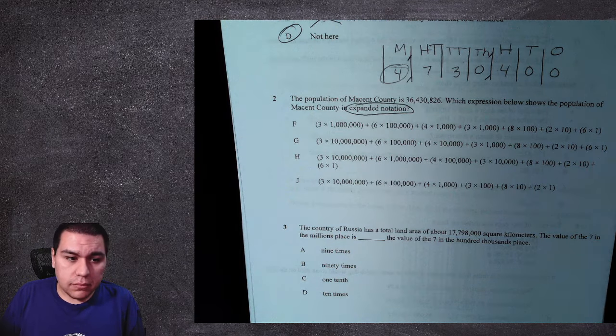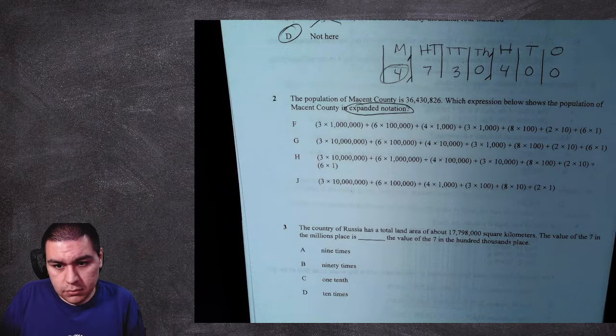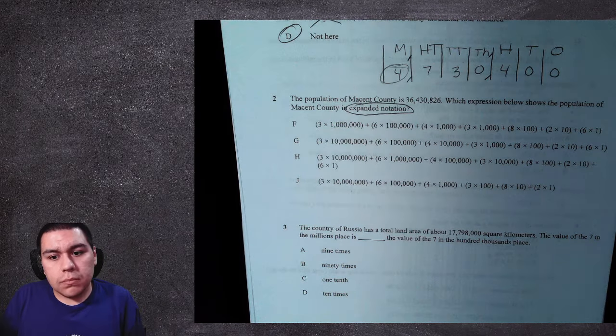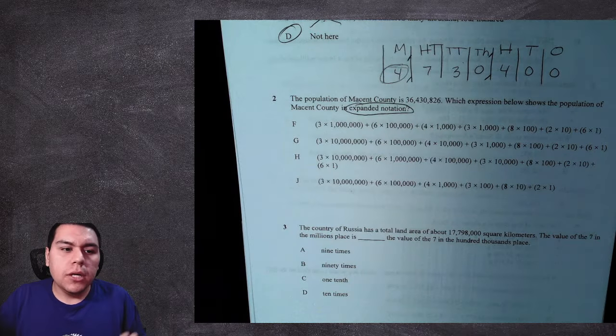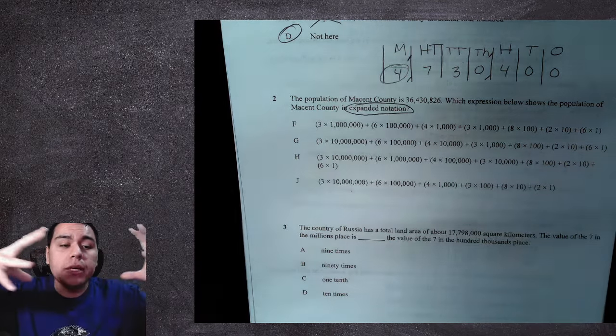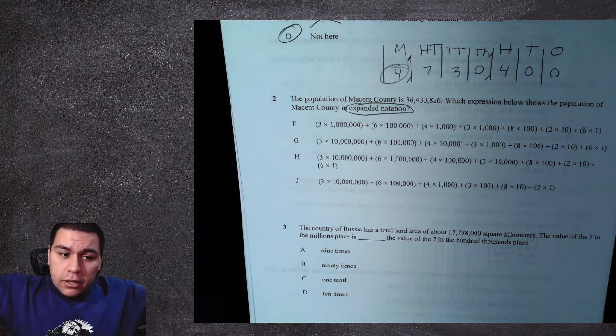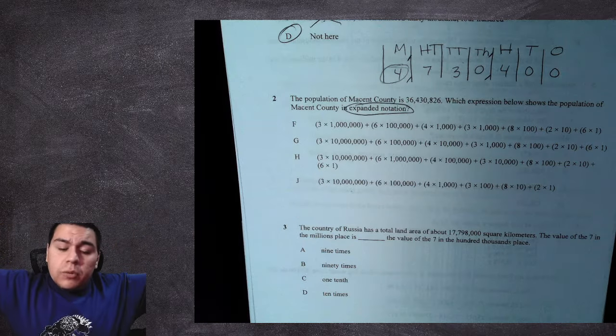Expanded notation is like when all the numbers are big and they're separated. Very good way to put it. All of our numbers look really big. They look a lot longer than they actually are because they're separated. How do we separate them, Jaylene?